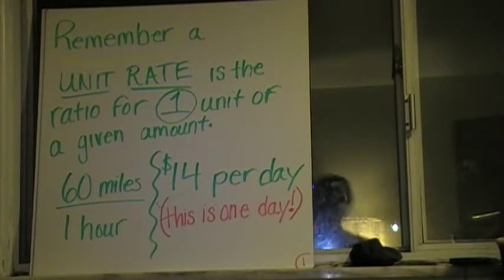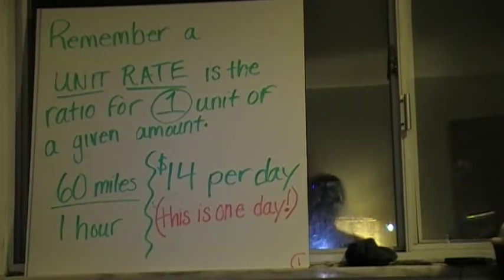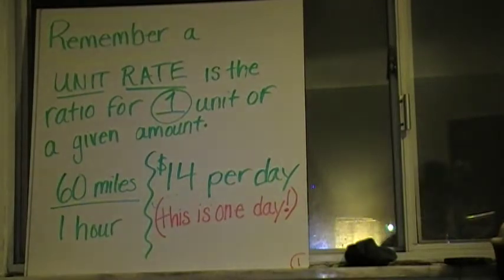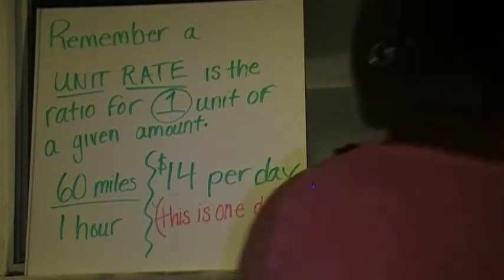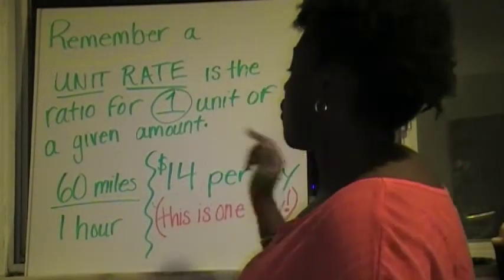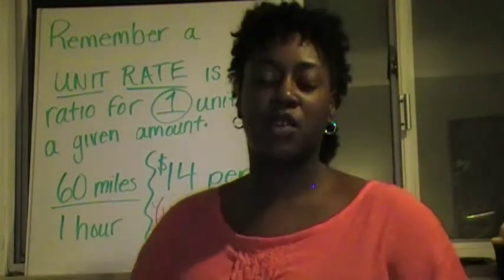Getting ready to review what we have been working on for the past week. And since we are in 7th grade, it's going to get a little bit tougher. Everything is an extension of what you have learned before. So let's remember a unit rate. A unit rate is the ratio for 1 unit of a given quantity.